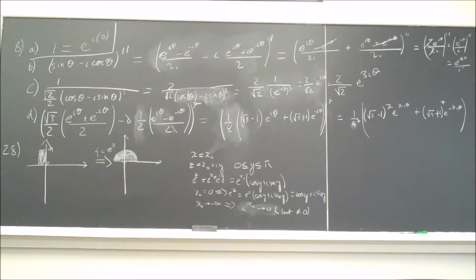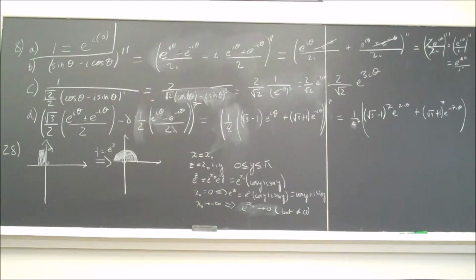And then you just get 2 e to the i beta over 2i to the power 11, which equals e to the i beta over i to the power 11, because the 2's cancel right here, which is just e to the 11 i beta over i to the power 11. C, we started with 1 over square root 2 over 2 times cosine beta minus i sine beta cubed.